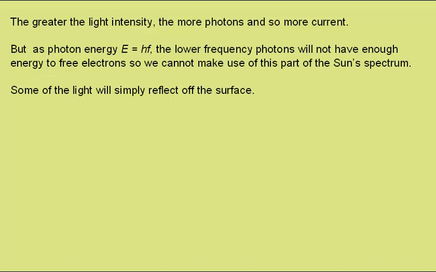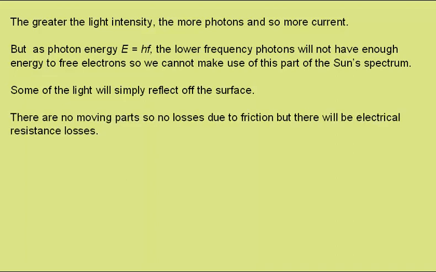Some of the light will simply reflect off the surface of the solar cell. Silicon is a shiny material, but it is given a black coating to limit this effect. There are no moving parts, and so there are no losses due to friction, but there will still be electrical resistance losses, which will cause heating.